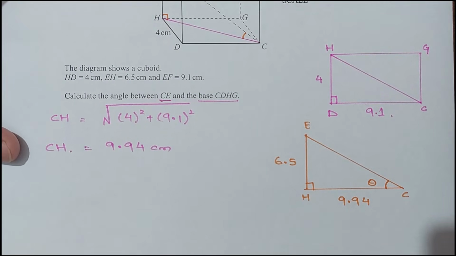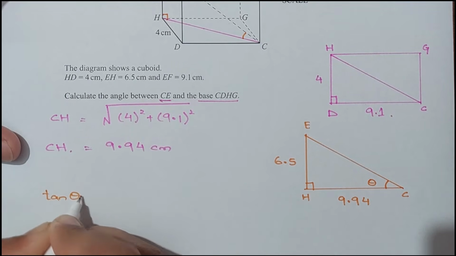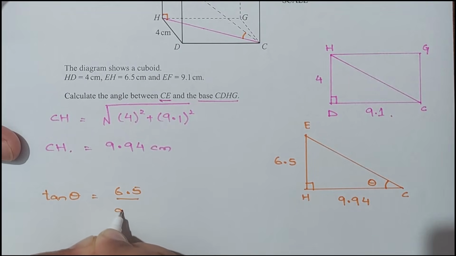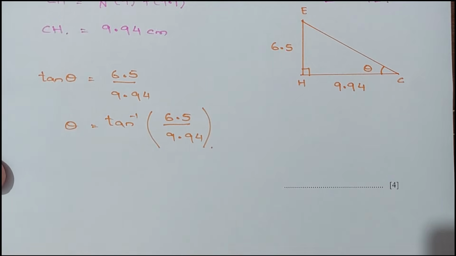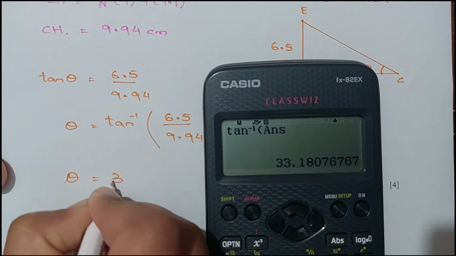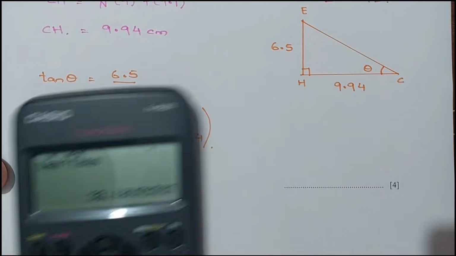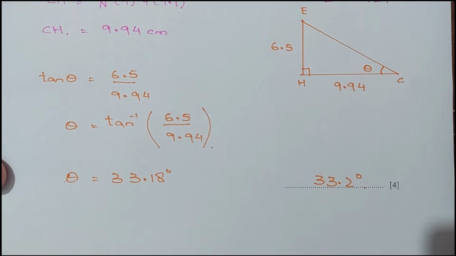As you can see, we have opposite and adjacent, so use tangent. Tangent of theta, opposite is 6.5 and adjacent side is 9.94. So theta is tangent inverse of 6.5 over 9.94. You will get 33.18 degrees, rounded to 33.2 degrees, which is the angle CE makes with the base.